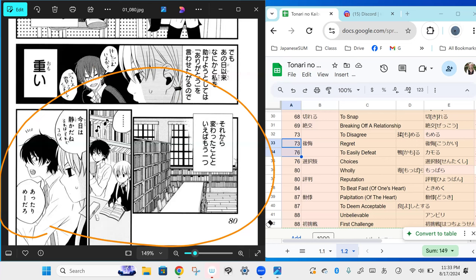それから変わったことと言えばもう一つ。So it's like, after that, how do I say this? It is like after that, he would say strange things. You know what ieba means, right? It's like to say. So I would translate this as, if I was to say something strange, there's one other thing.